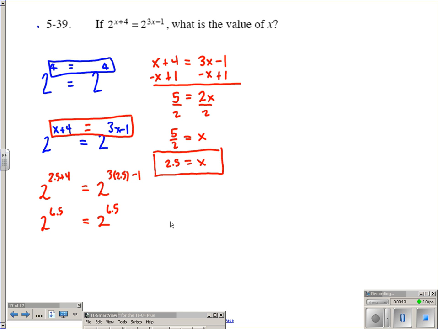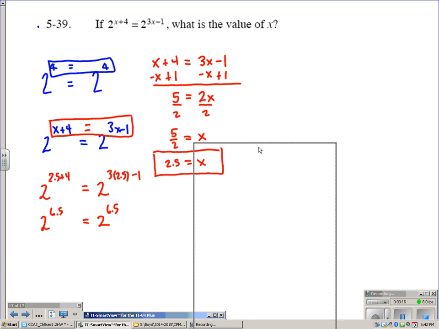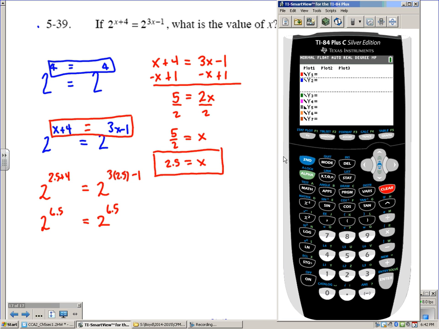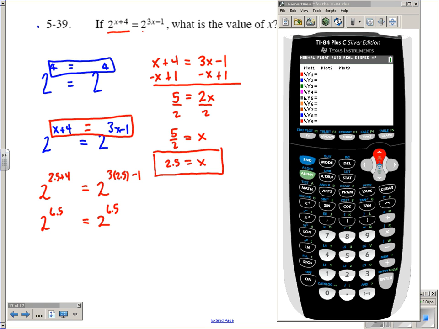This is how to do it algebraically on paper. Let's do it on the calculator real quick. So I got my calculator out here, and I'm going to solve this as a system of equations, by taking each one and making it into its own function. So y equals 2 to the power of x plus 4, and my second function will be y equals 2 to the power of 3x minus 1.